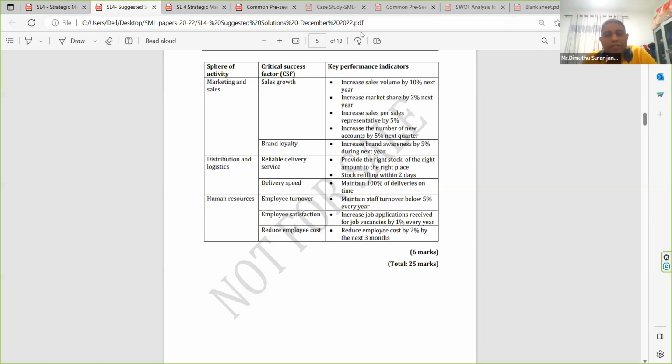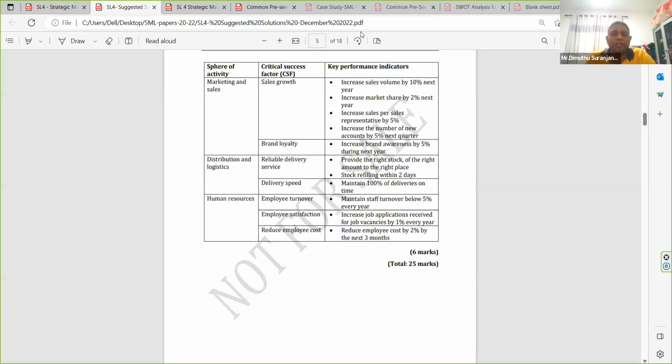Distribution and logistics, what are the CSFs he has taken? Reliable delivery service. Provide the right stock of the right amount to the right place. The stock replenishing within 2 days. KPIs: delivery speed, maintain 100% of deliveries on time. So we'll say the identified delivery time is maybe 2 days. We agree, then the KPI is whether we have fulfilled that requirement within the given time, within 2 days.